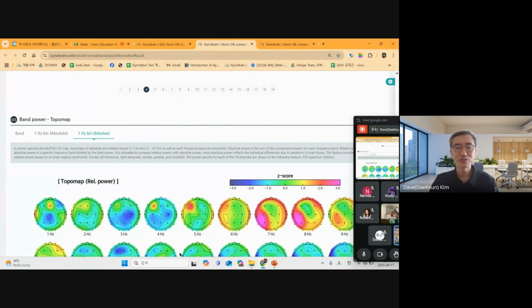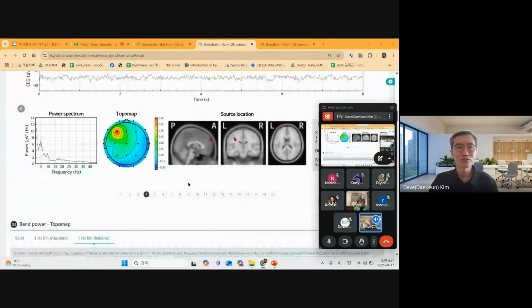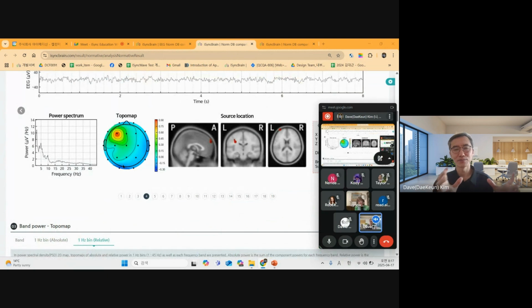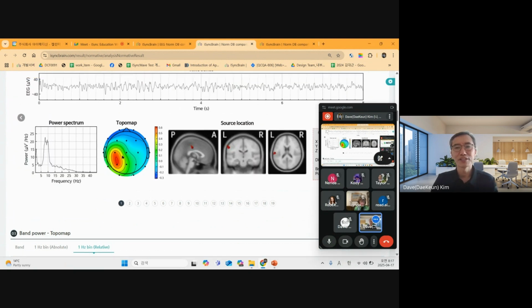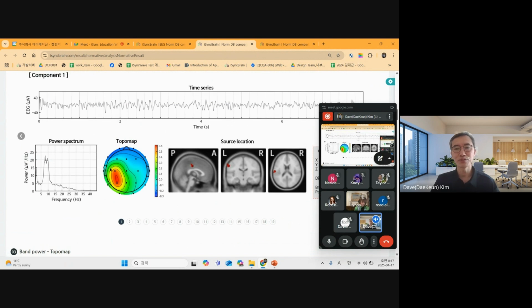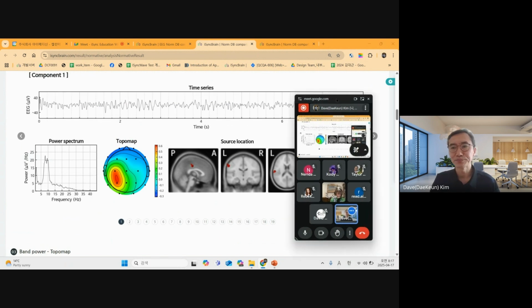Using the normative comparison, we can find the extent of abnormality. But using the component, we can easily find the abnormal source location. We can design the photobiomodulation protocol using only this kind of component. The component is a very useful window for designing neuromodulation. I would like to have some discussion about the guided photobiomodulation in our stroke rehabilitation cases.